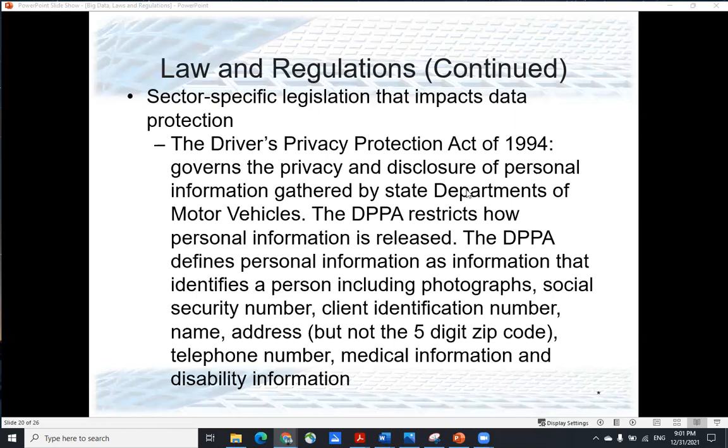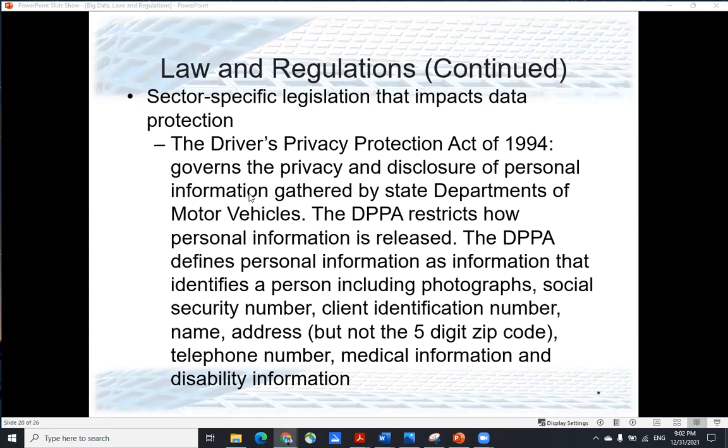And another federal law is the Driver's Privacy Protection Act of 1994. This law governs the privacy and disclosure of personal information gathered by state departments of motor vehicles. The DPPA, or Driver's Privacy Protection Act, restricts how personal information is released. And this act defines personal information as information that identifies a person.